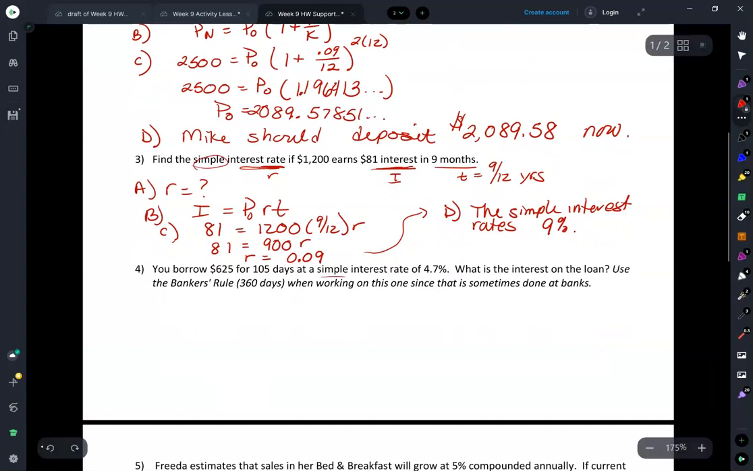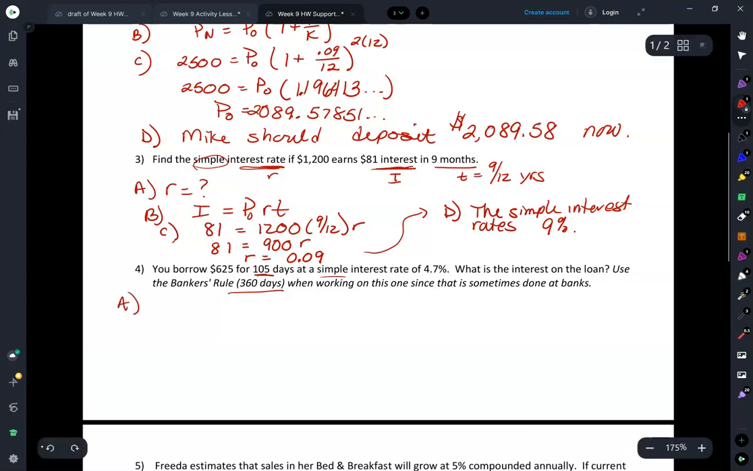Okay. For number 4, we're going to use the banker's rule for this one. This is another simple interest, and it's a short daily kind of loan. So sometimes this is done. So I just want you to be aware of that and what the banker's rule is, because your homework mentions that, and the electronic homework. It's just a bunch of mixed kind of problems from different publishers and stuff sometimes, so they do it a different way. You borrow $625 for 105 days at a simple interest rate of 4.7%. What is the interest on the loan? Use the banker's rule, 360 days, to represent the number of days in a year when working on this one, since that's sometimes done at banks.